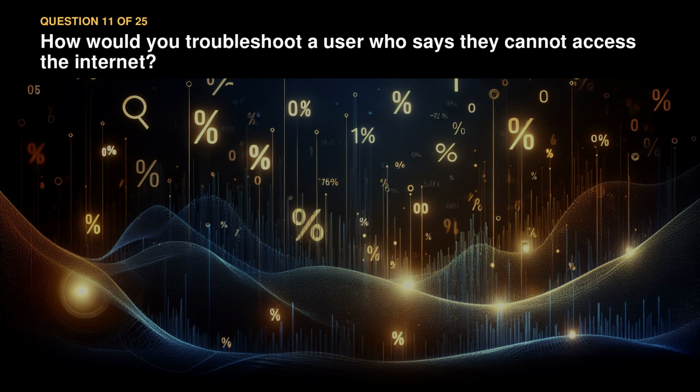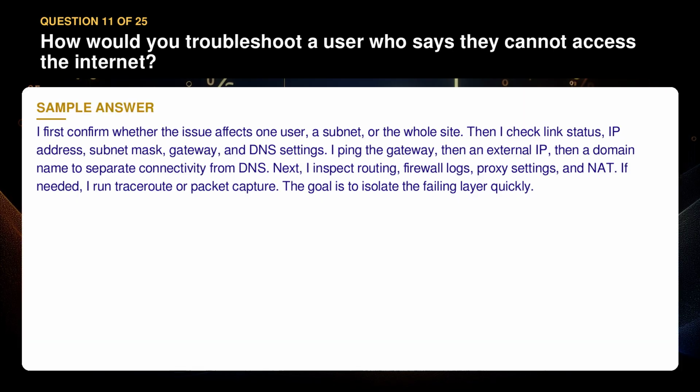Question 11. How would you troubleshoot a user who says they cannot access the internet? I first confirm whether the issue affects one user, a subnet, or the whole site. Then I check link status, IP address, subnet mask, gateway, and DNS settings. I ping the gateway, then an external IP, then a domain name to separate connectivity from DNS. Next, I inspect routing, firewall logs, proxy settings, and NAT. If needed, I run traceroute or packet capture. The goal is to isolate the failing layer quickly.